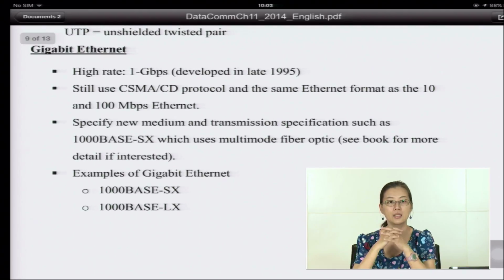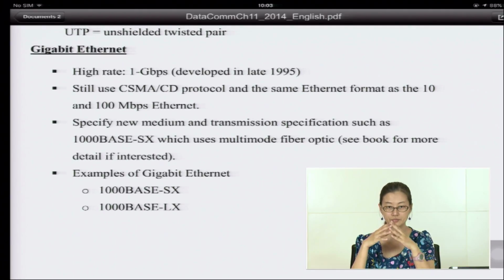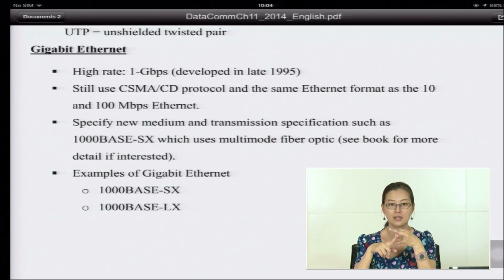Now for the Gigabit Ethernet, this was developed in 1995, and still uses CSMA/CD, the same as the Ethernet format as the 10 and 100 megabit per sec, but it specified the new medium. It uses 1000, again 1000 is 1000 megabit, which means 1 gigabit. So this one uses multimode fiber optics. And again, you can see the book. You can also search the internet for the standard.